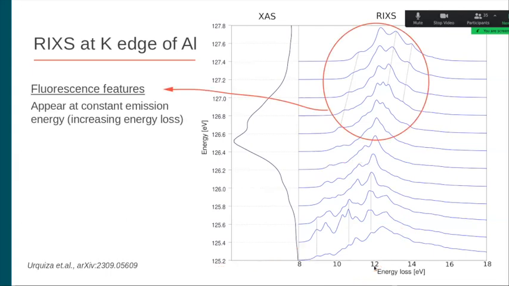On the other hand, we also observed fluorescence features that usually appear when you excite at energies much higher than the X-ray absorption threshold. In this case, the peaks move together and appear at increasing energy loss, which means that it is actually constant emission, because you increase the absorption and then keep constant emission, so therefore you increase the energy loss.